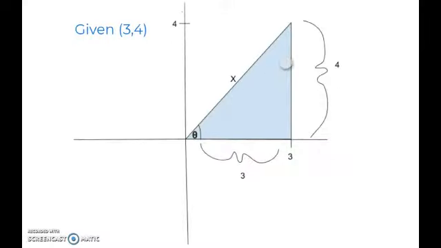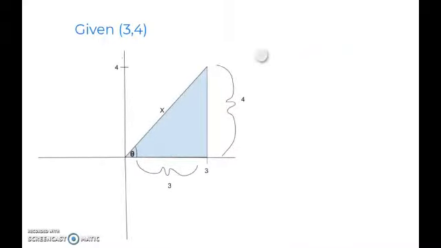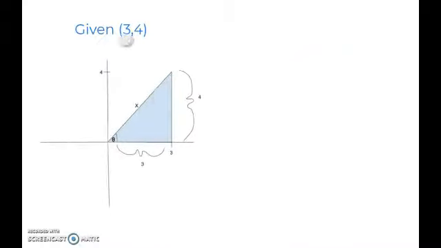Alright, so we have the point 3, 4, and this is a pre-made diagram that I made, and I have the 3 labeled on the x-axis, which is where we get the length of the adjacent side as 3, and the y-axis length, or opposite side length of 4. And what is the x?